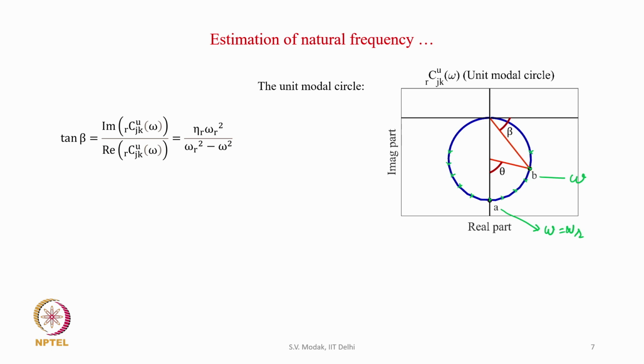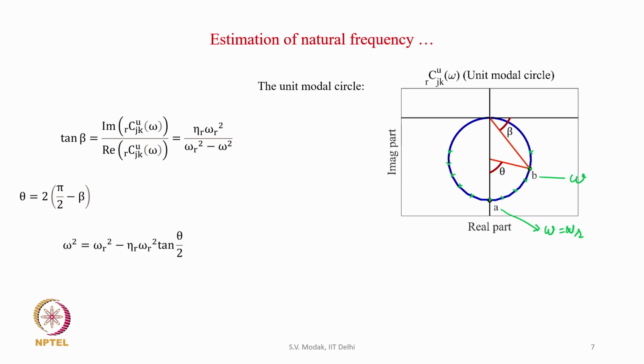Now we can write down an expression for tan beta based on the coordinates of point B. Tan beta is given by the imaginary part of RCUJK divided by the real part of RCUJK. It is clear from the trigonometry. Therefore, we get the relationship tan beta equals eta r omega r square upon omega r square minus omega square. From the geometry we can also write down the relationship between theta and beta: theta is nothing but twice of pi by 2 minus beta.